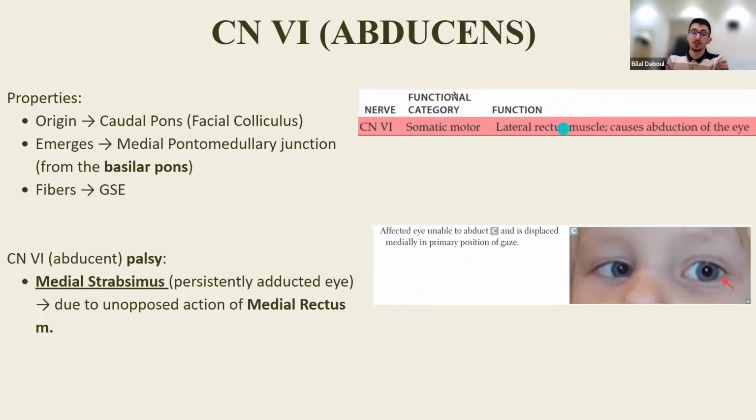We move to the abducent. Again, abducent meaning mediating eye abduction. So naturally, if you have a problem with the lateral rectus muscle, you would have unopposed action of the medial rectus muscle, and you would have medial strabismus. So the eye would be deviated medially.